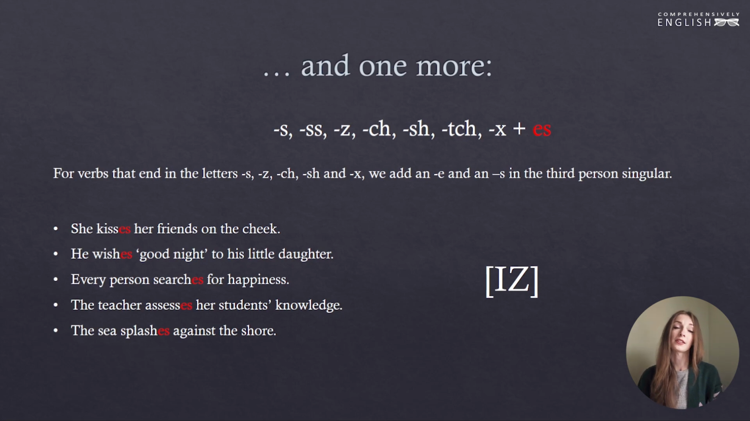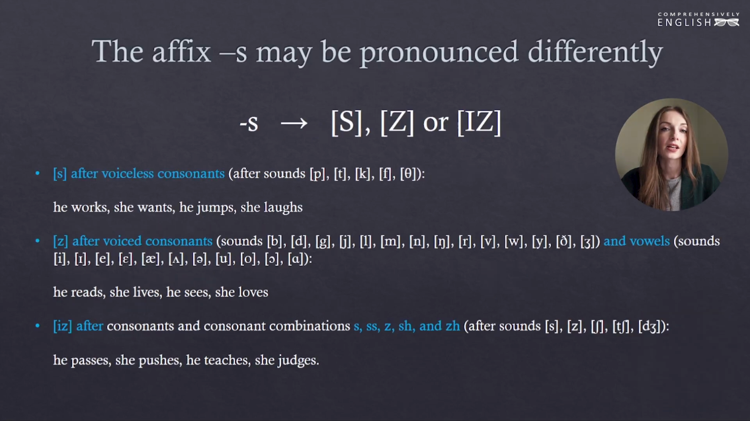So we say kisses and wishes, and our speech becomes more melodic. The ending s or the affix s may be pronounced differently depending on what precedes it. So you know those variations, right? Sometimes it is read like s, sometimes like z, and sometimes like is.